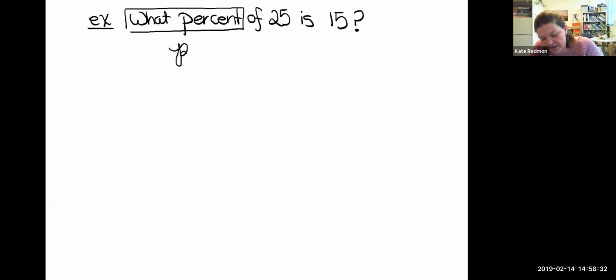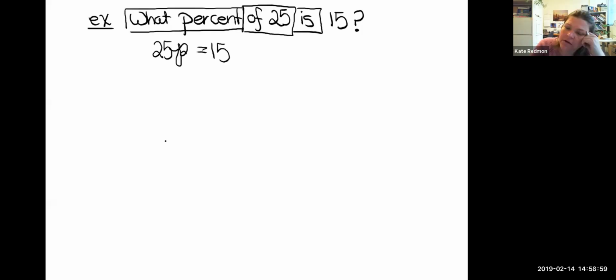Now I say what percent of 25? Of 25 means times 25. If I want to times together P and 25, I just write the 25 first and the P second. Is that good for you? Now I'm being really lazy like a mathematician. And then I see the word is, and I know what is means. Is means equals. So what percent of 25 is 15. Very simple little one-step equation to solve.